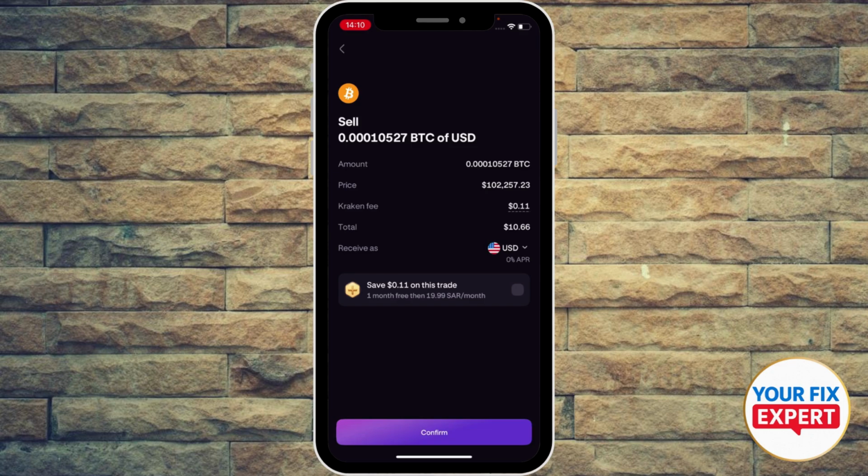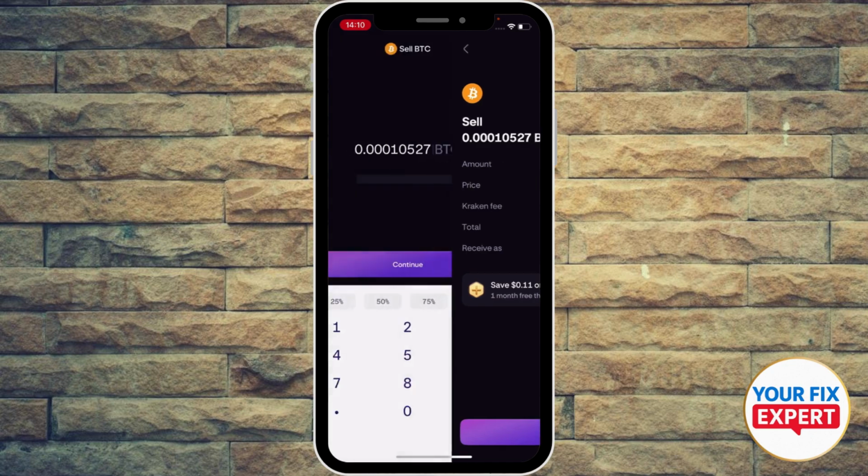Okay, now you have sold the Bitcoin to cash. You're gonna be able now to withdraw it to your bank account.